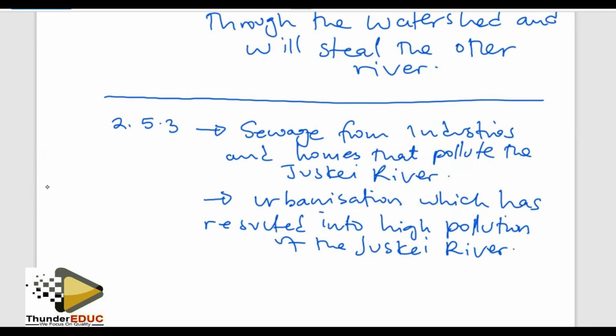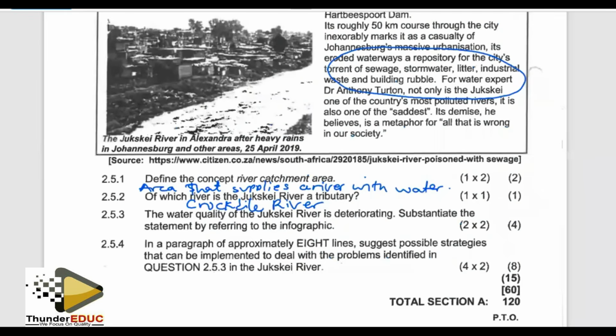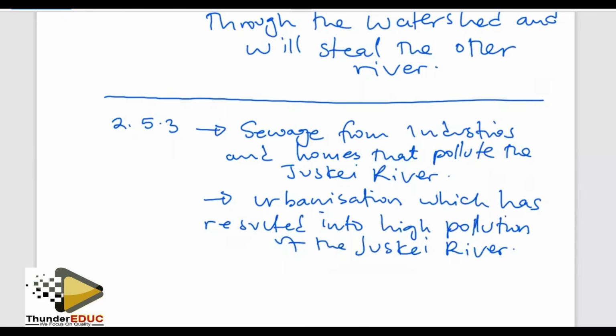Urbanization has also resulted in high pollution of the river, because we know that when most people are running away from rural areas to come and stay in cities, at times this also increases pollution, which does affect most of the rivers. So talk about litter, another reason.